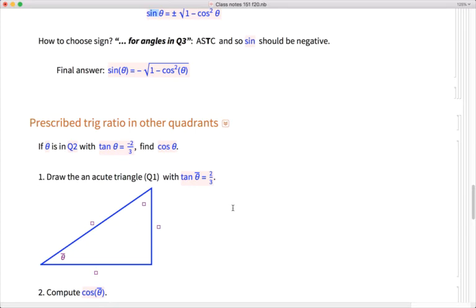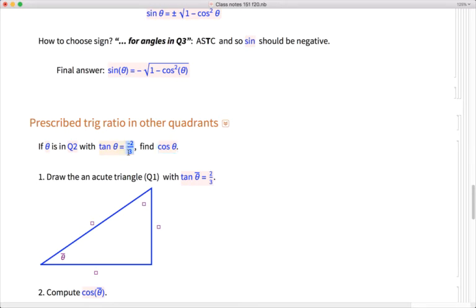One more idea here. We're going to try to evaluate some prescribed trig ratio in a quadrant other than Q1. We've done this once or twice when the angle was acute, but now we're going to be told that our angle is in Q2, the second quadrant, and that the tangent of that angle is negative 2/3, and the goal is to find the cosine of this mysterious angle.